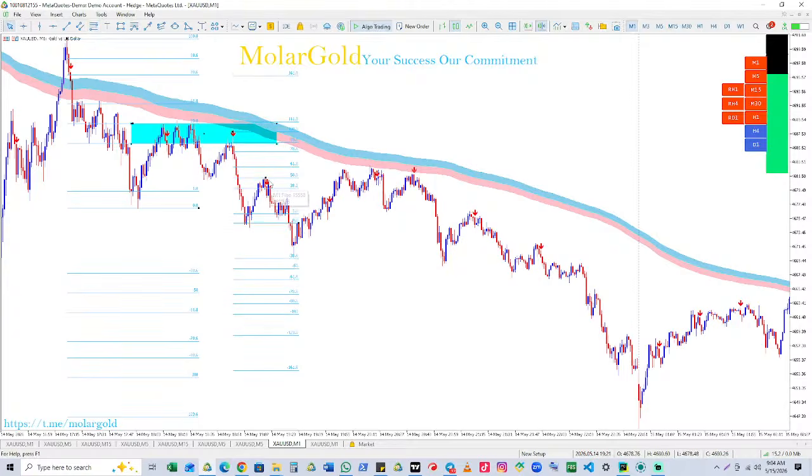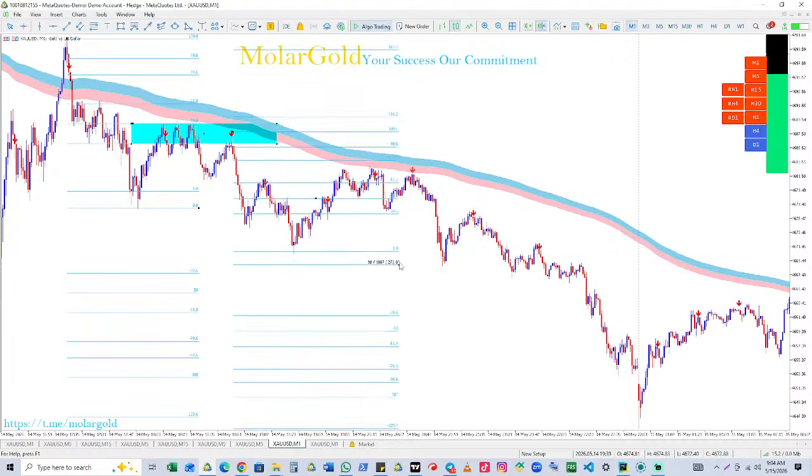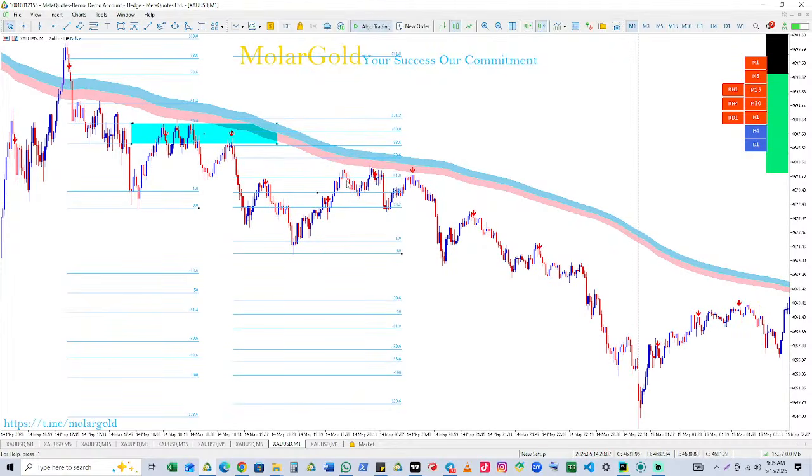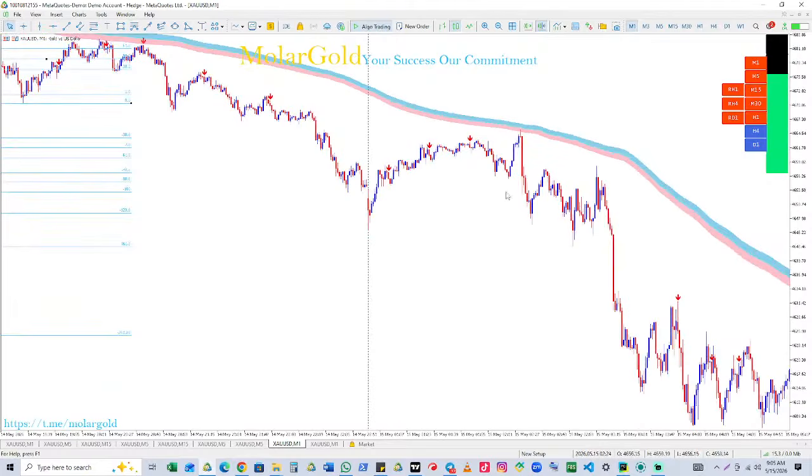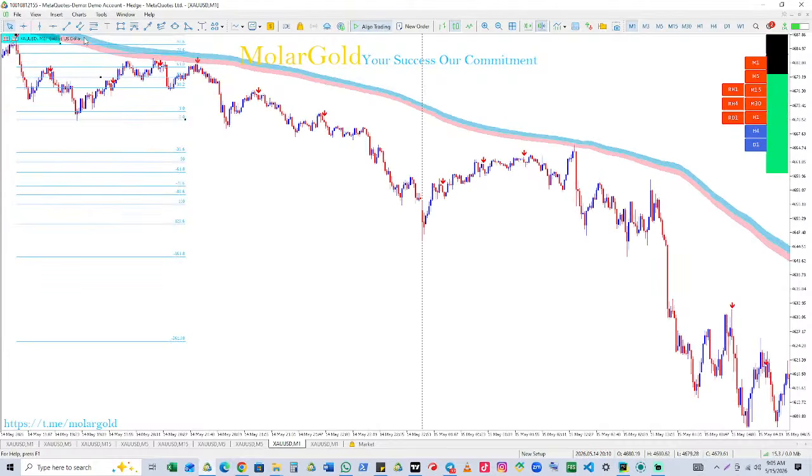50, it did not get to the 50. So this arrow is not tradable. So you have to extend the Fibonacci. 50 and 61.8, this is tradable. Tap, tap, send. And it did. And that's how we trade them. All right.